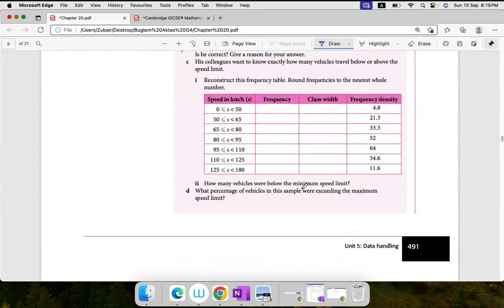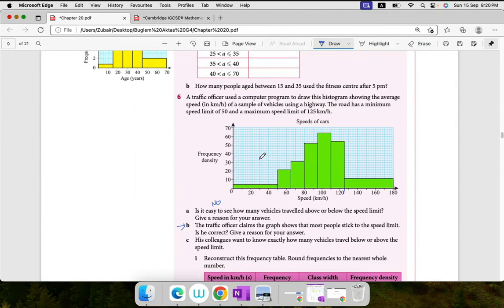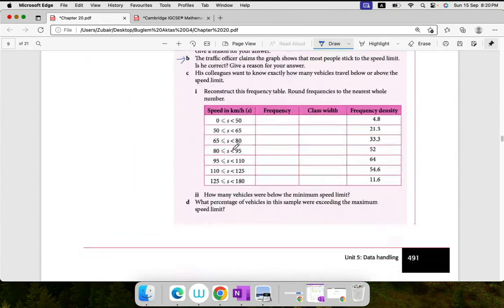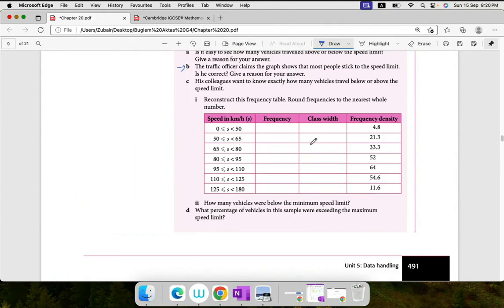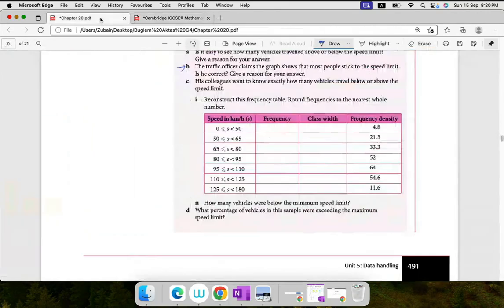How many vehicles were below minimum speed limit? So minimum or maximum? Maximum speed limit is 125 and the minimum is 50. Okay. So how many were below 50? The first frequency. So there were 240 which were below the speed limit.